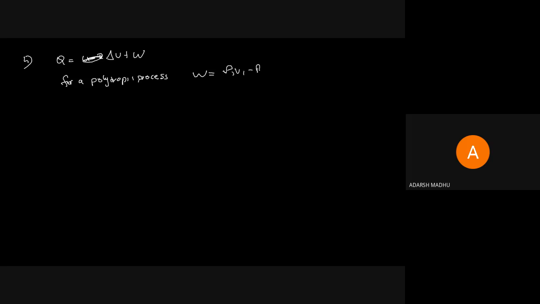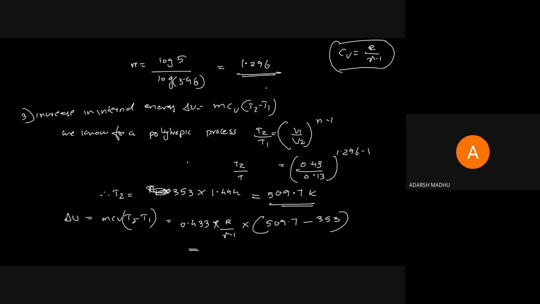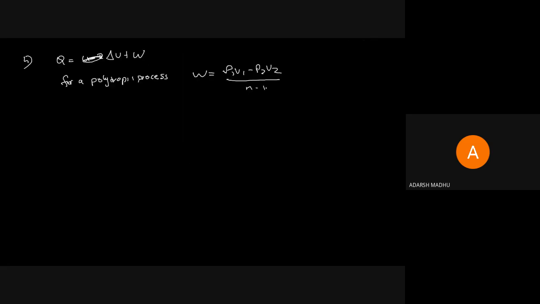(P1V1 minus P2V2) divided by n minus 1, അല്ലേ? So P1 is given, P2 is given, V1 is given, V2 is given, and n is given. So we can find the value of W here. Delta U നമുക്ക് ഇവിടുന്ന് കിട്ടി, and W ഇവിടുന്ന് കിട്ടി. So substitute the value of delta U and W here, and you can find the value of Q directly.